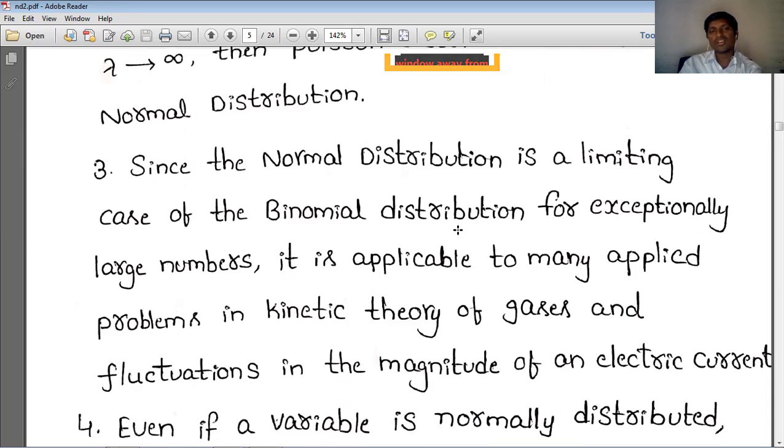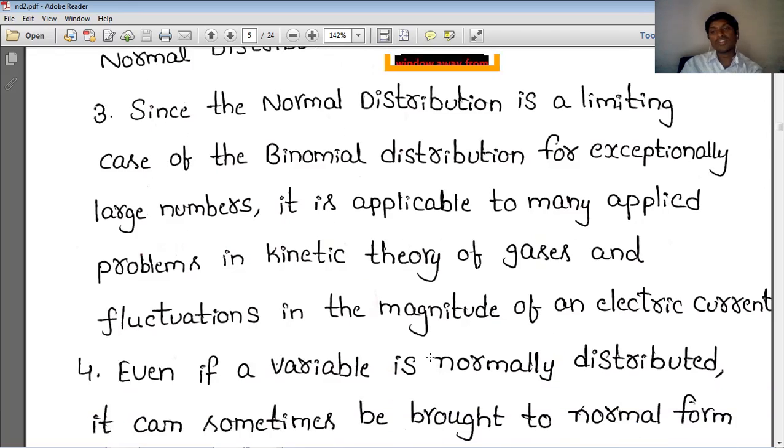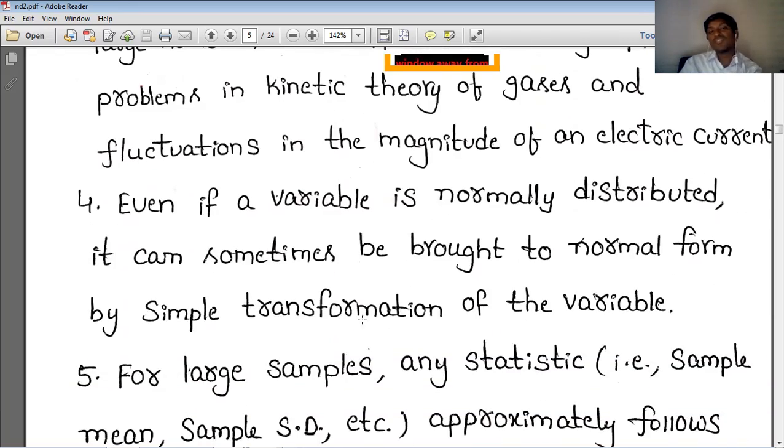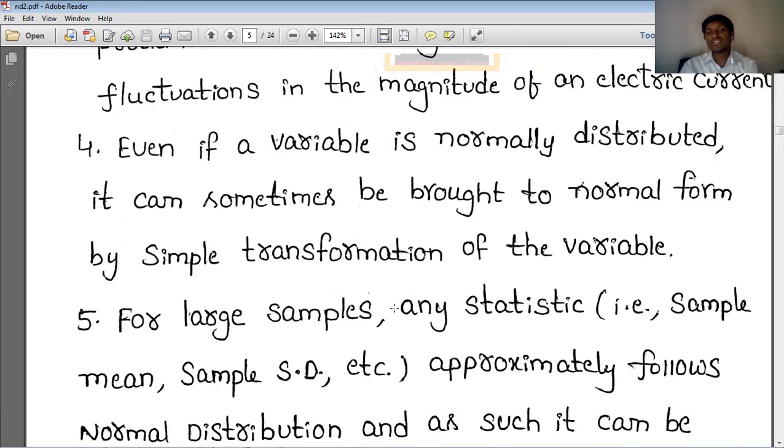In that case it approaches the normal distribution, and this is applied in problems in the kinetic theory of gases and fluctuations in the magnitude of an electric current. Physically also we use normal distributions, in the kinetic theory of gases and the magnitude of an electric current. And next, even if a variable is not normally distributed, it can sometimes be brought to normal form by a simple transformation of the variable. Then we can easily simplify. And next we will get it in testing of hypothesis.